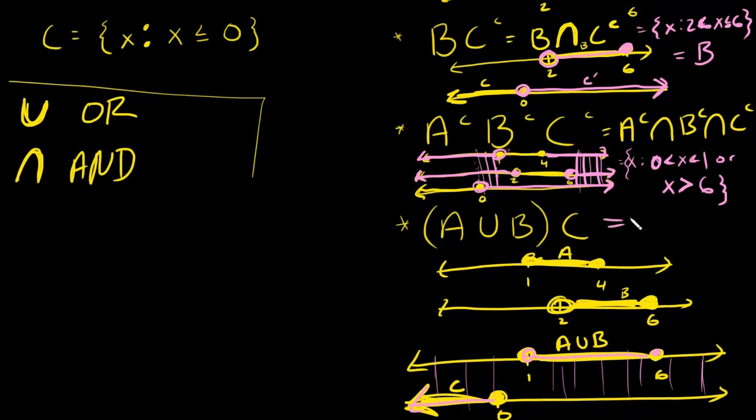So that would be the empty set, which is written as a circle with a slash through it, or sometimes you'll see it written like that, as the empty set.